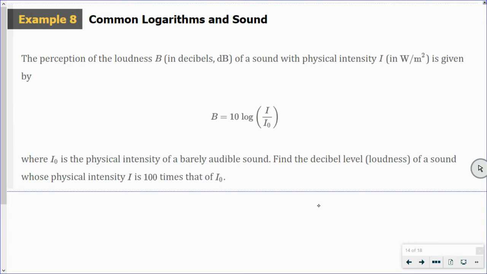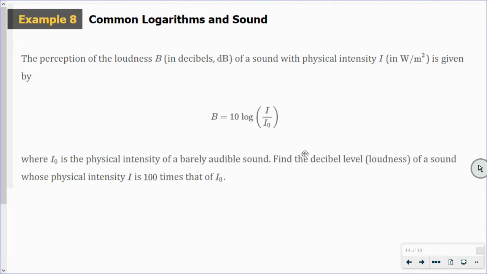Okay, so some word problems here. The perception of the loudness in decibels of a sound with physical intensity I is given by this equation here, where I sub 0 is the physical intensity of a barely audible sound. Find the decibel level of a sound whose physical intensity is 100 times that of I sub 0.